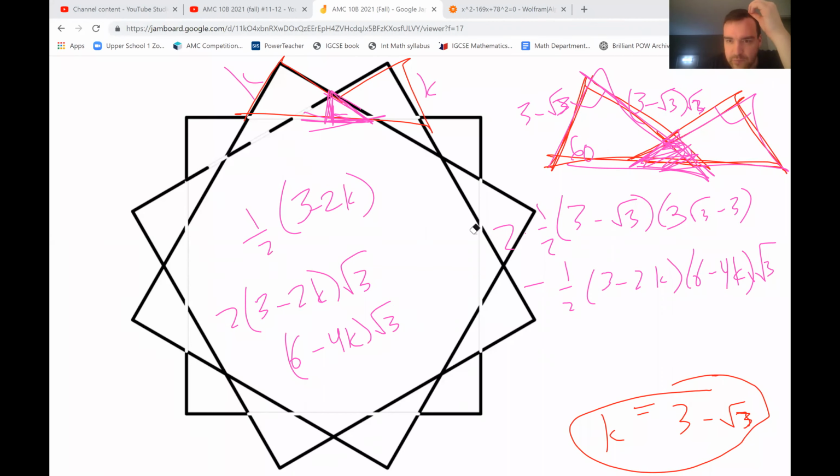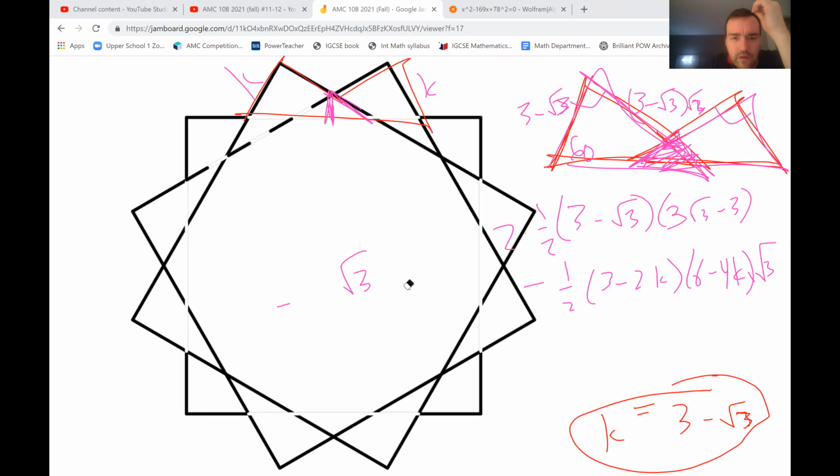But remember, k is 3 minus root 3. So here, I'm going to try to work in here. I just have so little room to work with, and not having a stylus, it's really hard to write small. So, okay, let's work out the algebra. The 2 and the 1/2 will cancel out, right? 9 root 3 minus 9, minus 9 plus 3 root 3, right?